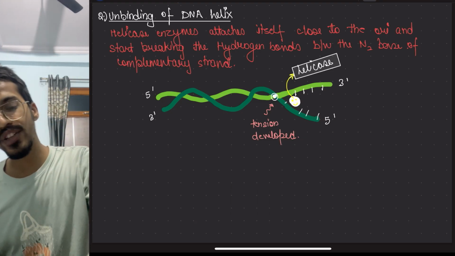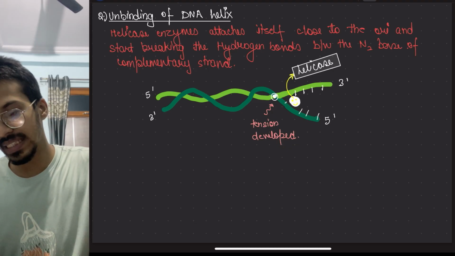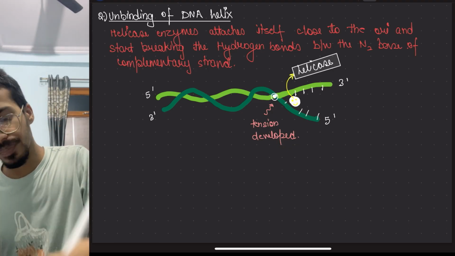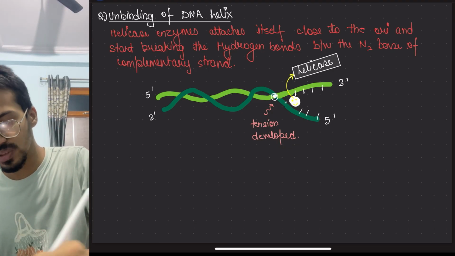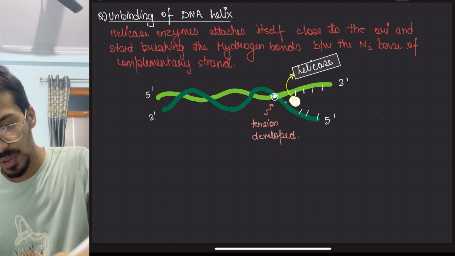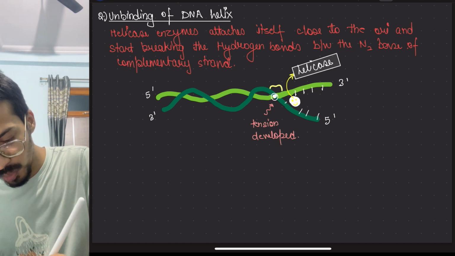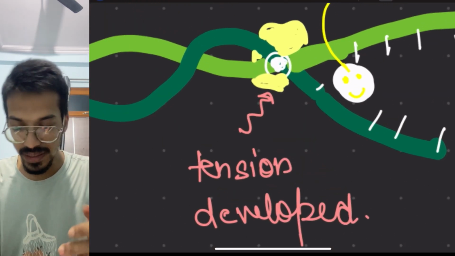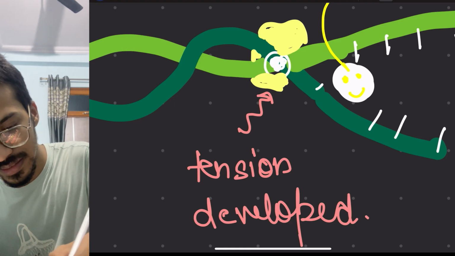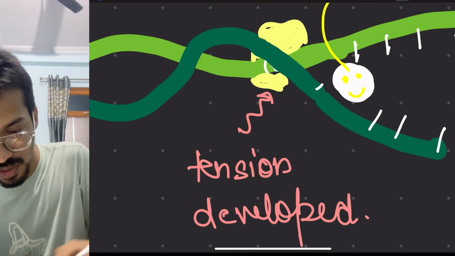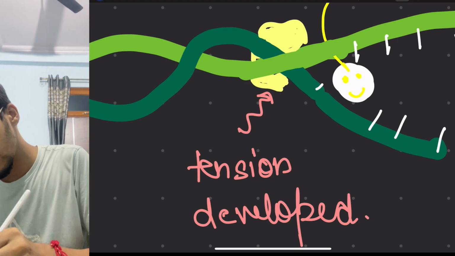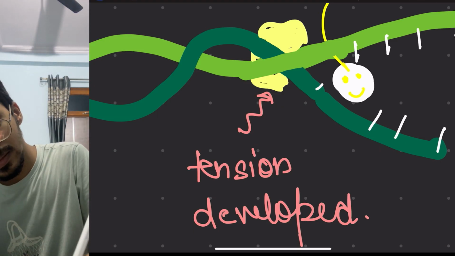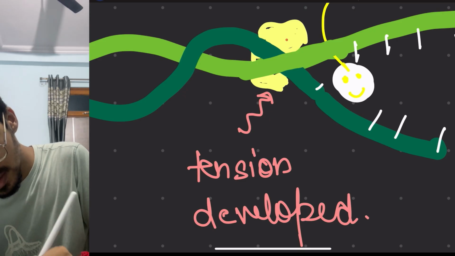So who will remove this tension? Topoisomerase. Now what will topoisomerase do? The topoisomerase will reduce this tension. This topoisomerase will come and will break this tension. How will it break? It will make a cut on it. So what would be the cut? Let's see this. This is the strand. The cut would be something like this. On one strand it will be cut.